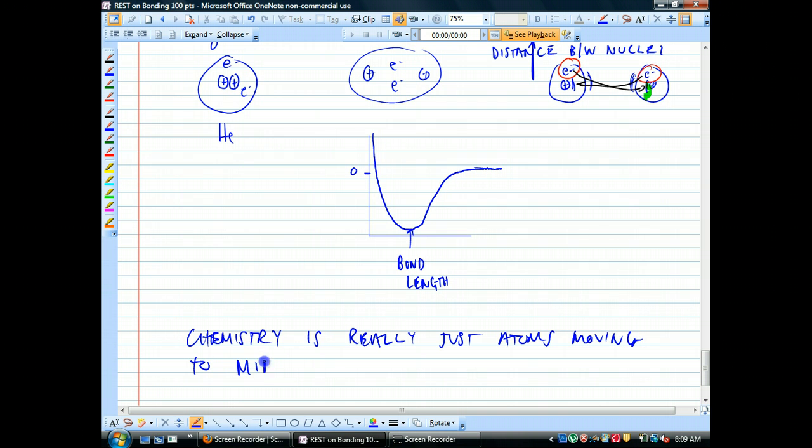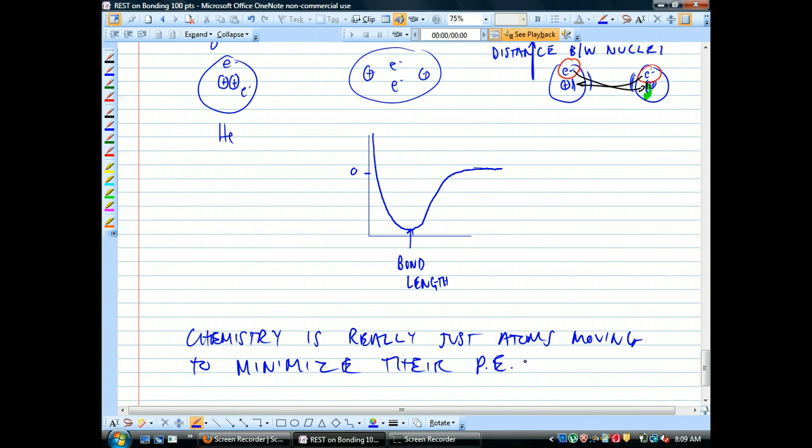Moving to minimize their potential energies. Chemical reaction, that's what a chemical reaction is. It's just atoms rearranging to minimize the potential energy.